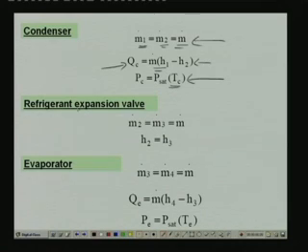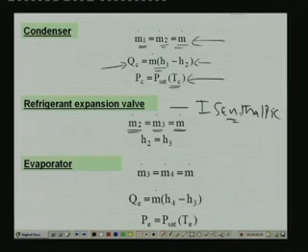Similarly, you apply the mass and energy balance for the expansion valve. This is the mass entering and this is the mass leaving, and this is again equal to the pure refrigerant flow rate m dot. Since the expansion process is isenthalpic, there is neither heat transfer nor work transfer, so the enthalpy remains constant. So H2 is equal to H3.